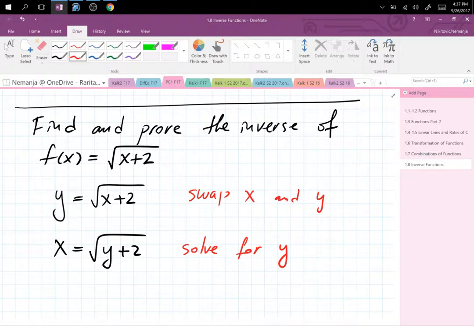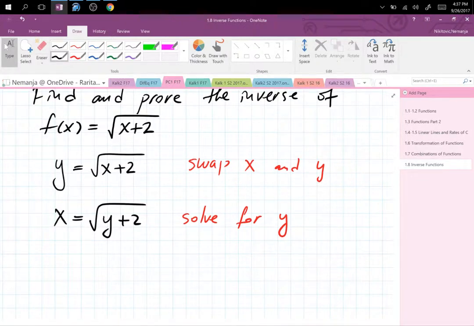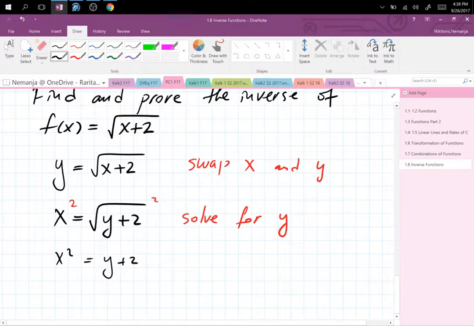Right? So let's take a look, finish this problem off. We square both sides to get rid of the square root. We get x squared is equal to y plus 2, from where y is equal to x squared minus 2, and we claim that the inverse is just x squared minus 2.